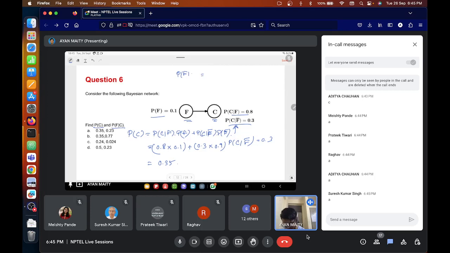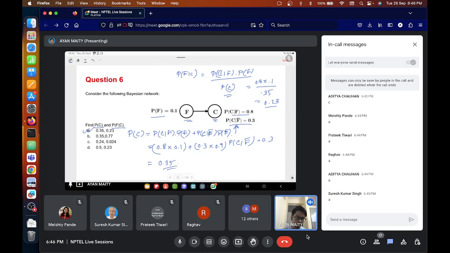For this we have to use Bayes theorem. So probability of C given F into probability of F divided by probability of C. Probability of C is already calculated, 0.35, and so for the numerator, probability of C given F is 0.8 and probability of F is 0.1, divided by 0.35, and if you calculate this, it would be 0.23. So option A is the correct answer.